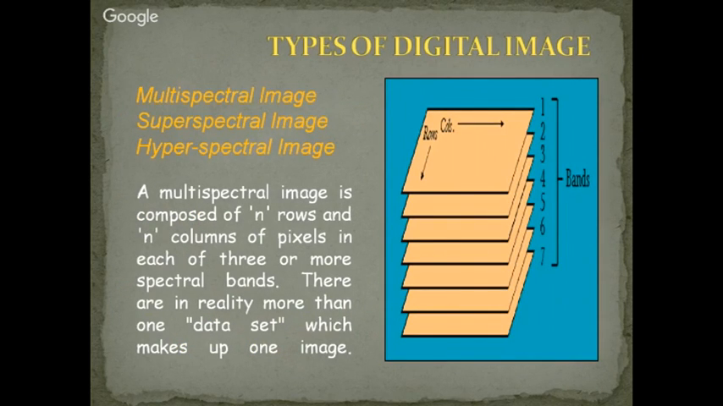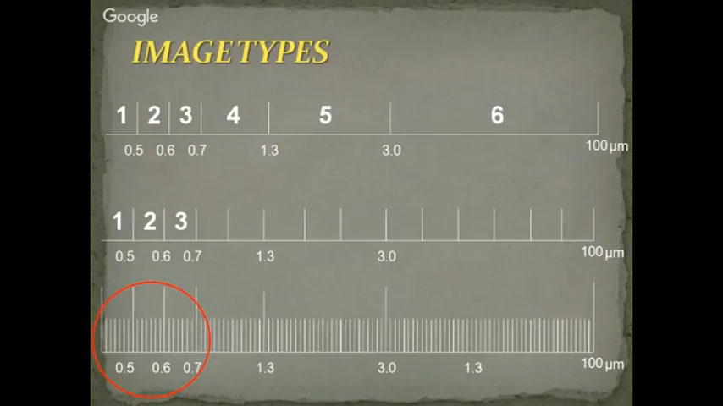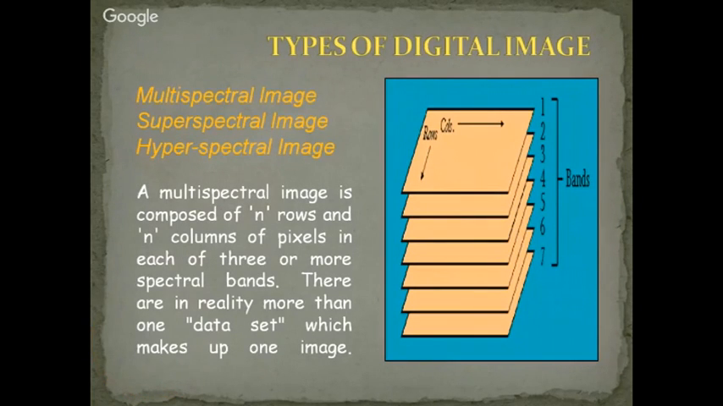Now, digital images consist of different rows and columns. The rows and columns are divided into a smaller spatial unit known as pixel or the picture element. Now, these picture elements represent the amount of energy which is reflected by the surface. And depending upon how many wavelengths we are using, we divide these digital images into three parts, which are known as multispectral images, superspectral images, and hyperspectral images.